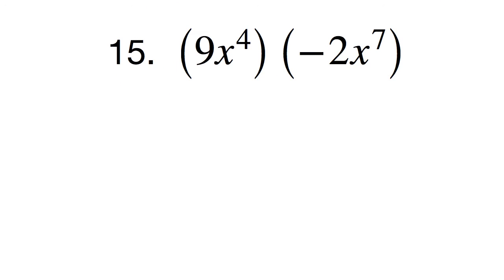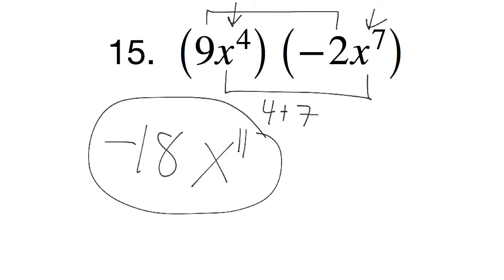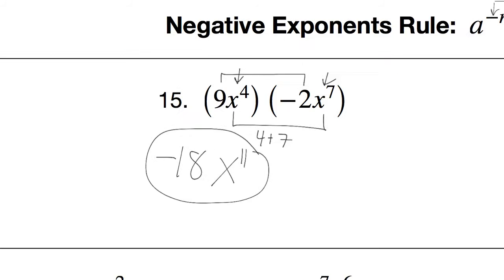Here, we can multiply these two together and multiply these two together. 9 times negative 2 is negative 18. And x to the fourth, x to the seventh, let's see, 4 plus 7 is going to be 11. So this factor contributes 4 x's, this factor contributes 7 x's, so in total you have 11 x's. Negative 18 times x to the 11th.